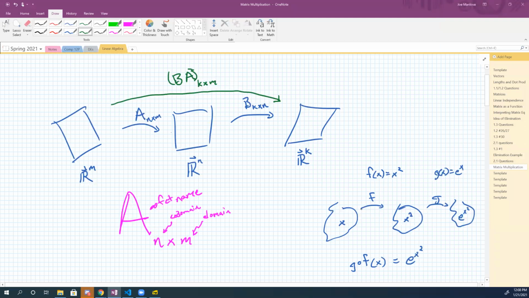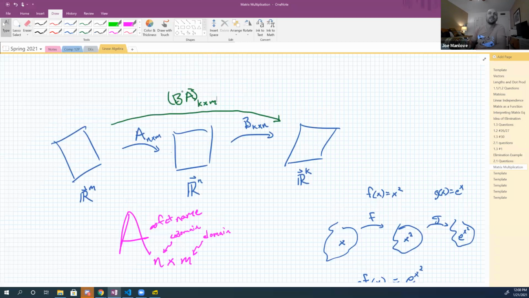For the same reason here, the first thing I'm doing to X is F, and then the second thing I'm doing to the result of that is G. So you might think about this as I'm doing B to A to X. Does that sort of make sense?